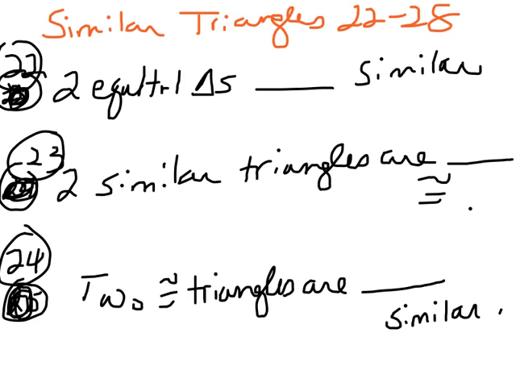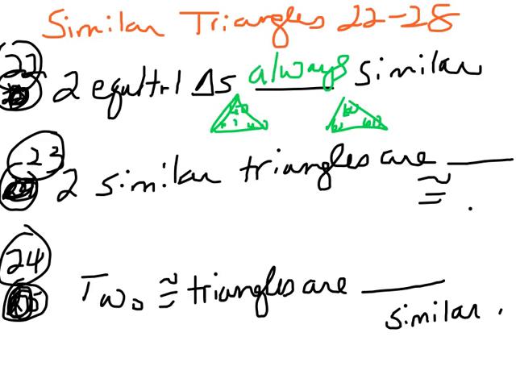Two equilateral triangles are always similar, and the reason is because equilateral triangles will always have all the angles 60, 60, 60, and that's when I can say by angle, these are similar because the angles are all congruent.